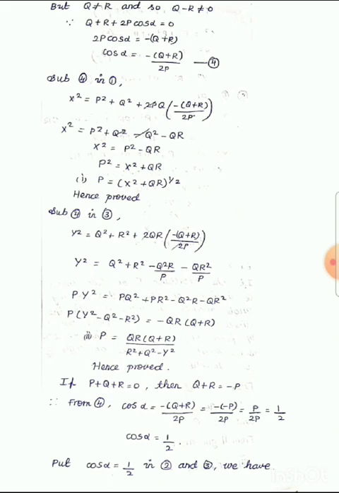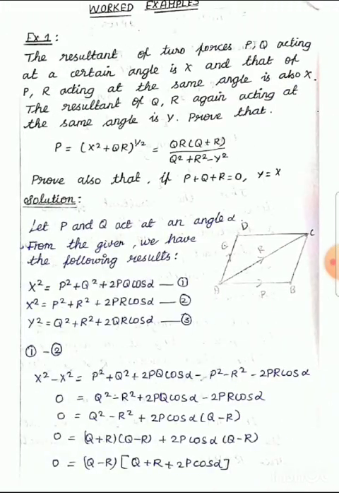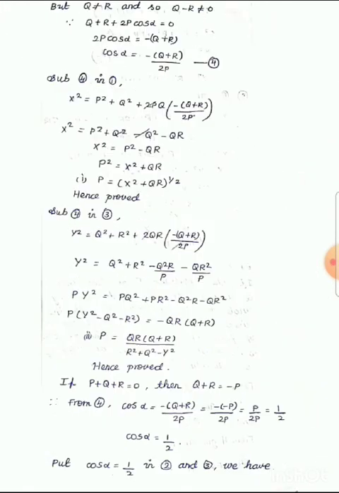So we get cos alpha by taking 2P to the right side. Here 2P is in the form of multiplication, so if we take it to the right side, it transfers into the divisor. So cos alpha is equal to minus (Q plus R) divided by 2P. This is equation number 4. Now we substitute equation 4 in equation 1. So we get x squared is equal to P squared plus Q squared plus 2PQ, and for cos alpha we substitute minus of (Q plus R) divided by 2P.